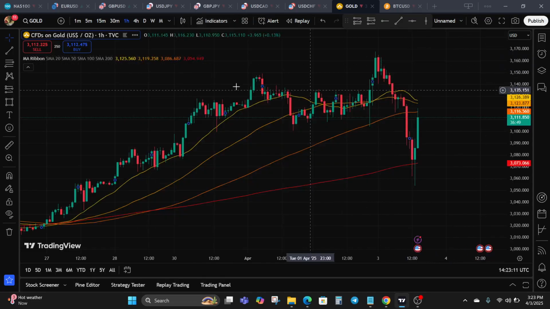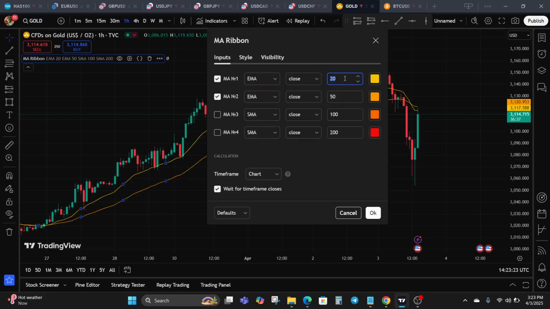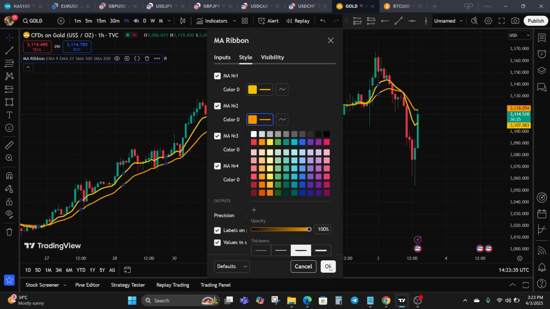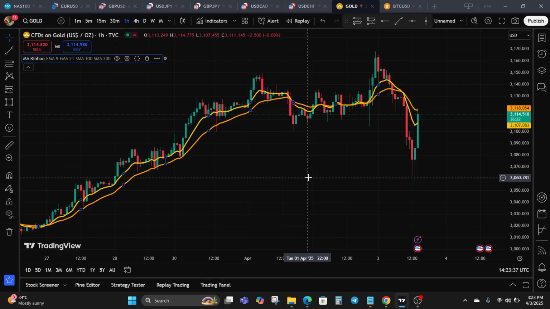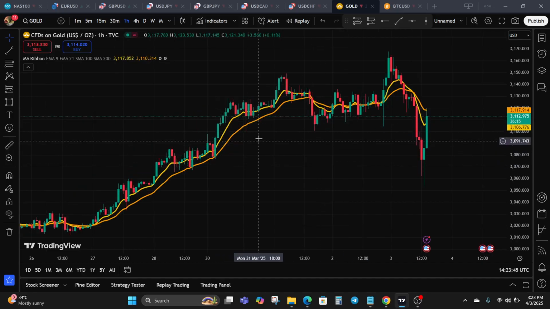We are going to be using precisely the 9 EMA and the 21 EMA. All right. The 9 EMA and the 21 EMA. Okay. So the 9 and 21 EMAs are great for determining trend direction and identifying entry points.